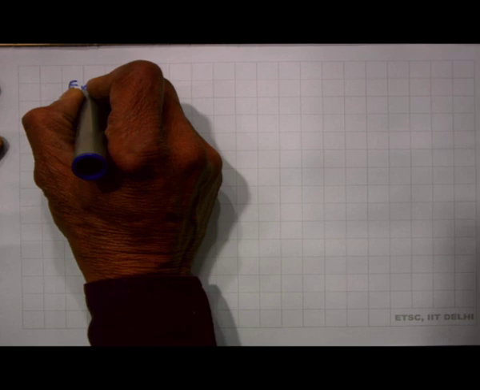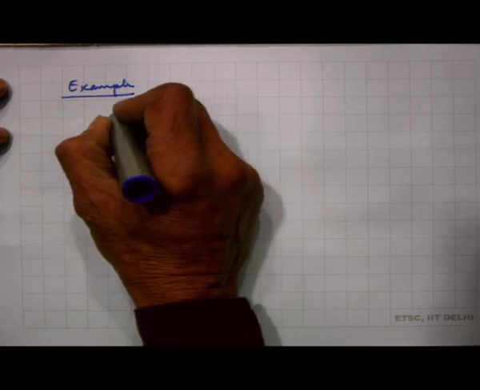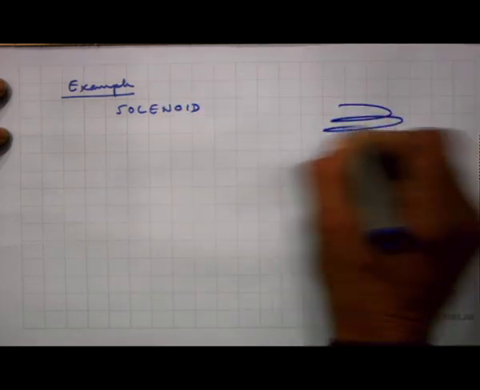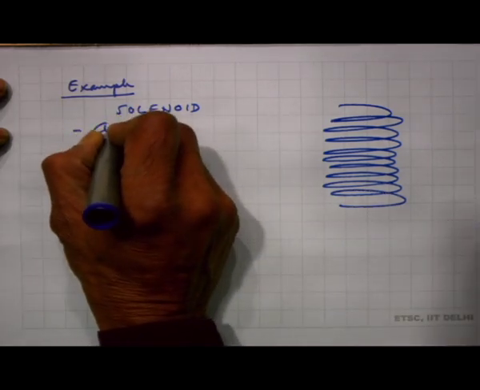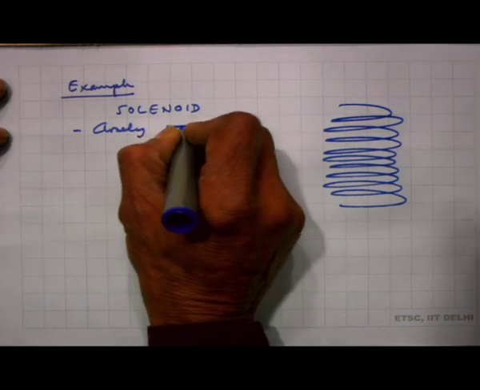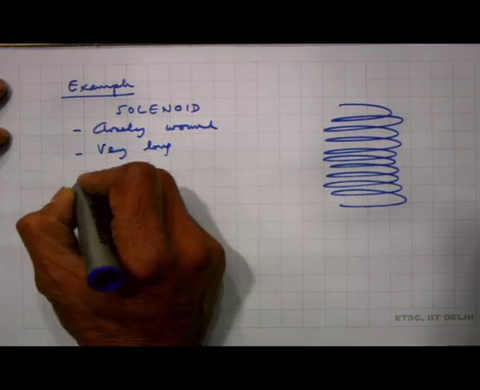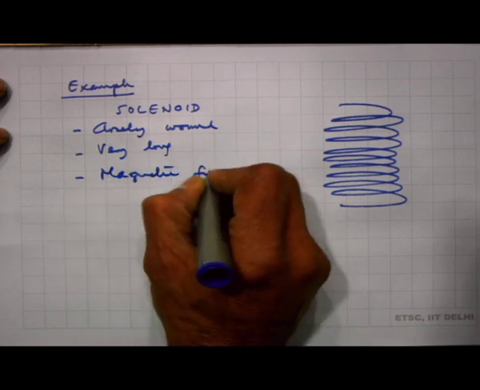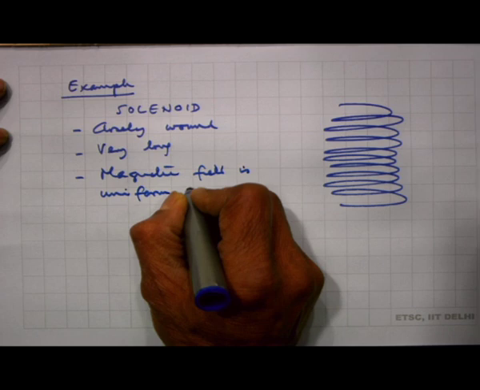So, I want to take an example here, and that example is a solenoid: a closely wound and very long solenoid. So, I will assume that the magnetic field is uniform within the solenoid.